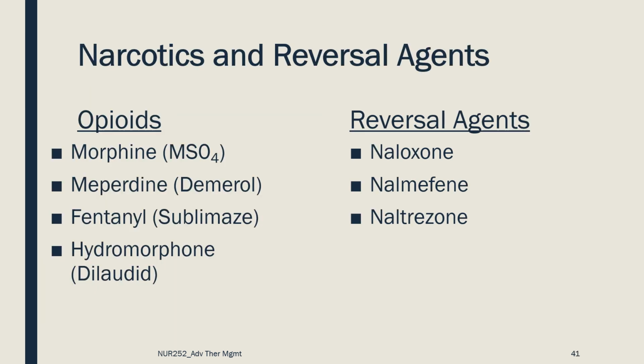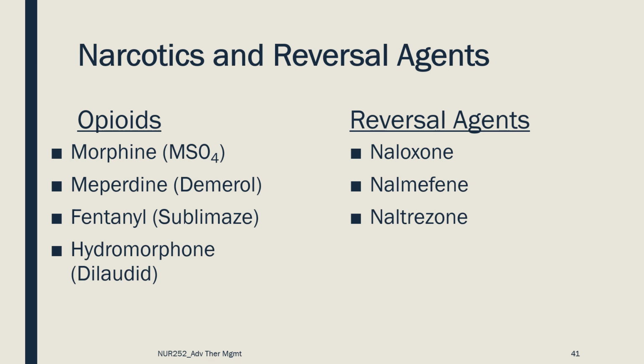I'll take a couple of minutes here to review the medications listed on this slide. Morphine is one of the most commonly used opiates because it is easy to titrate and offers multiple routes for administration. Keep in mind, though, that it may accumulate in patients with compromised renal function, extending sedation and respiratory depression.